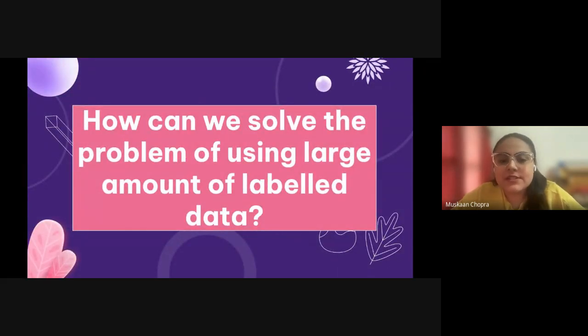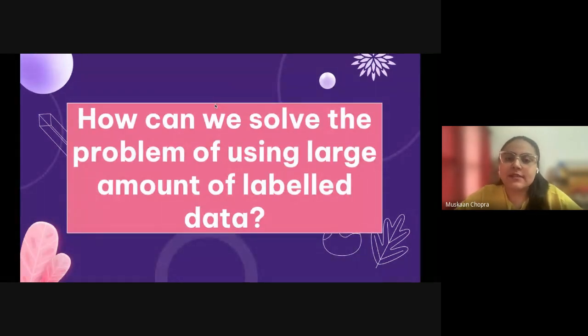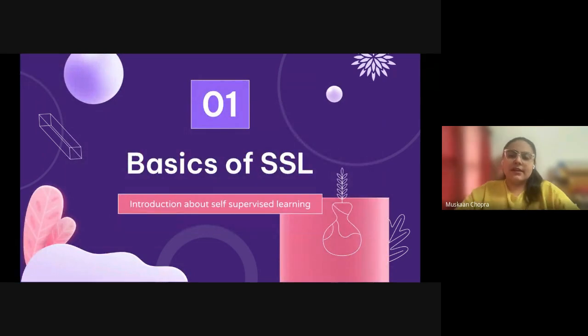So my question is, how can we solve the problem of using large amounts of labeled data as in supervised learning till date? For every domain like healthcare and satellite imagery, there is not enough data available to get a good industrial-level result. So self-supervised learning comes into play here, which solves the problem of using large amounts of labeled data. We will go through the basics of SSL first.